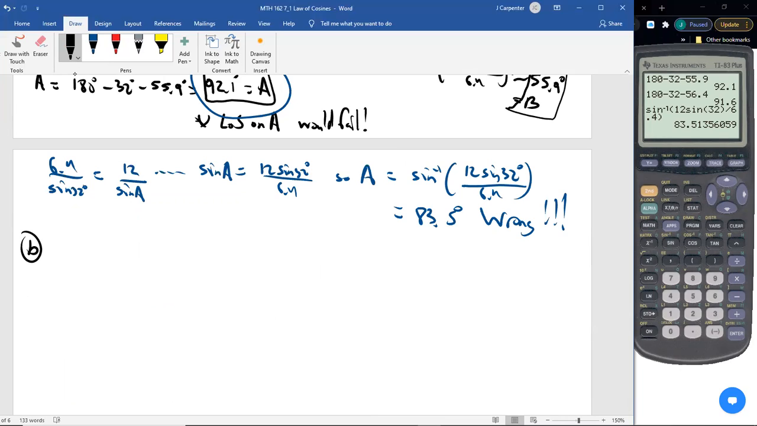But the process itself is normalized. Law of cosines, then law of sines, then 180 minus the rest. Just when you do that law of sines, you got to be careful. All right, so let's do another one. And I'll give you the image for this one as well.